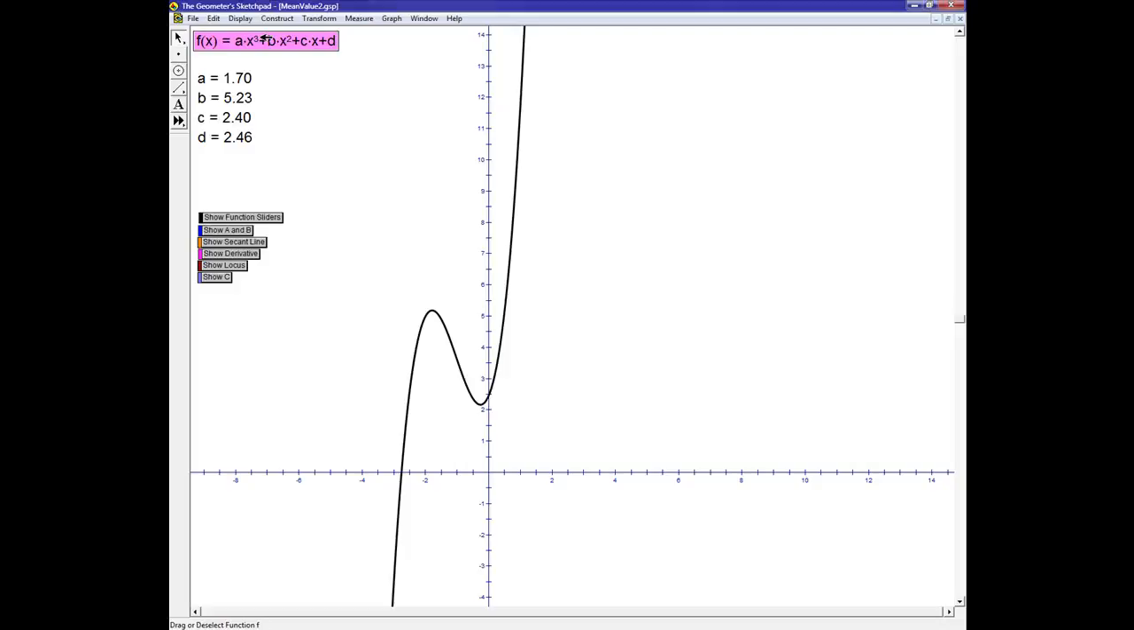Here's my function f. As you can see, it's a cubic equation with real coefficients, so we know it's both continuous and differentiable. f is built from these sliders over here, which we can use to change its shape without too much hassle.